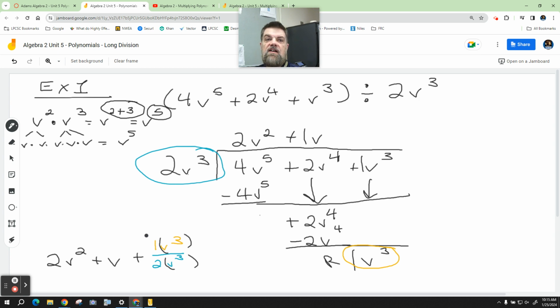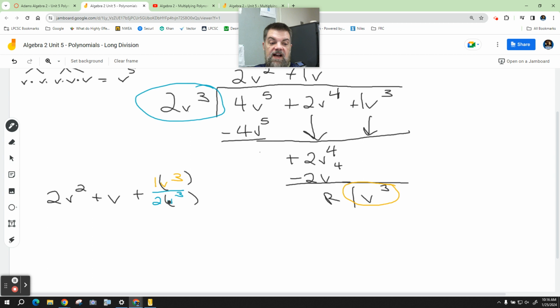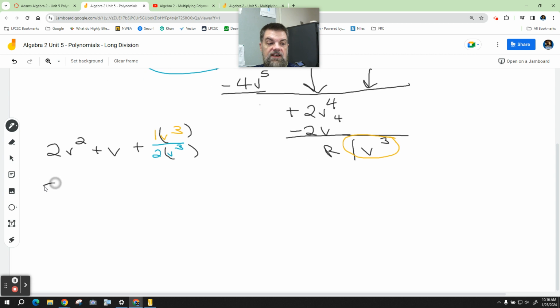Anything divided by itself equals what? I think I heard it out there. 1, right? 3 divided by 3 is 1. 7 divided by 7 is 1. Negative 1,000 divided by negative 1,000 is 1. So v cubed represents a number. Any number divided by itself equals 1. What's 1 times 1/2? Just 1/2. So our final answer would be 2v squared plus v plus 1/2.